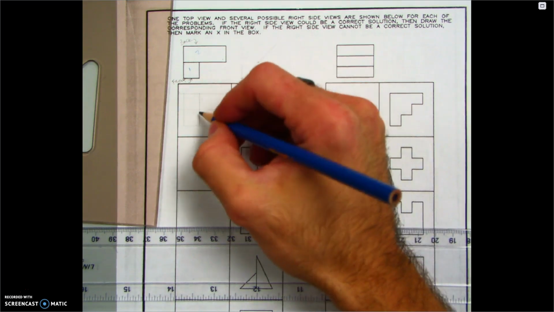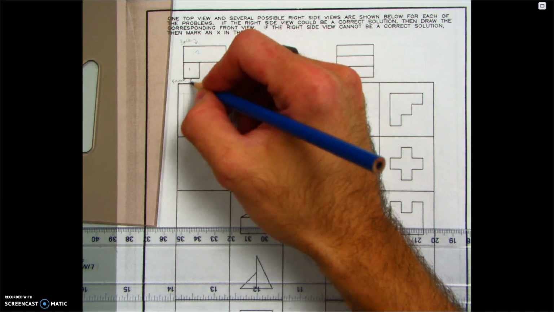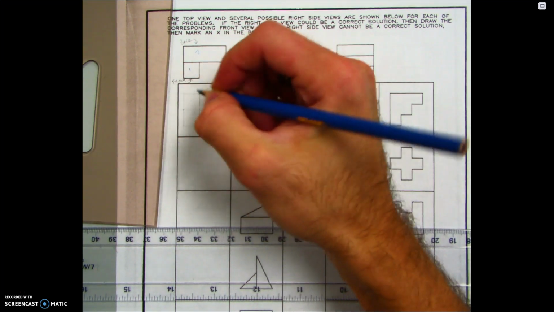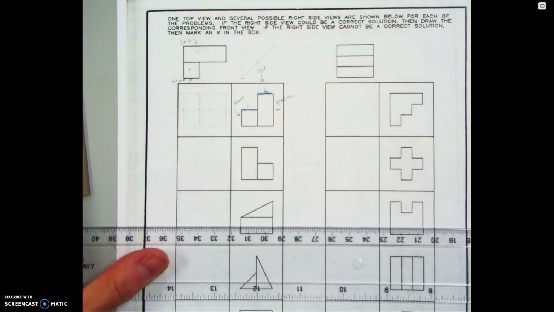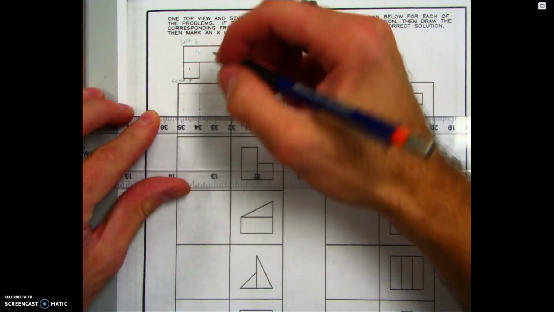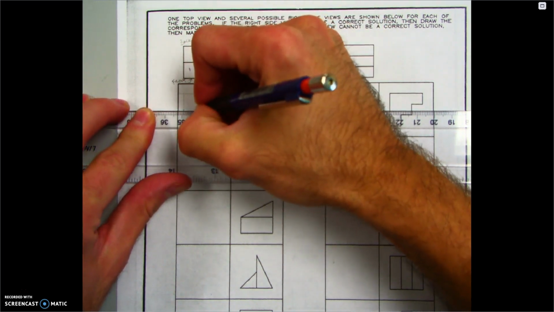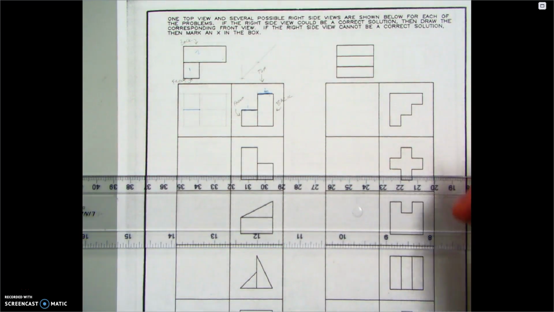So knowing that, it also has to line up with the top view. Surface 1, I follow down and where they intersect, surface 1 is going to go from here to here. So I can take my t-square and I can darken in that surface. So there's surface 1 in the front view.